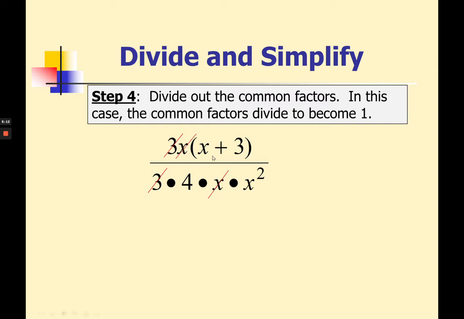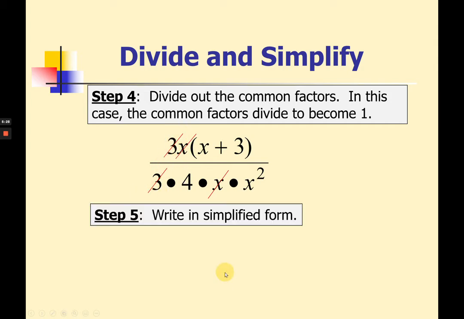You cannot cancel the terms inside the parentheses unless there is exactly the same parenthesis, x plus 3, in the denominator. We are only able to cancel the pair of 3's and a pair of x's. Now, whatever is not cancelled out or divided out is your simplified form: x plus 3 in the numerator and 4x squared in the denominator.